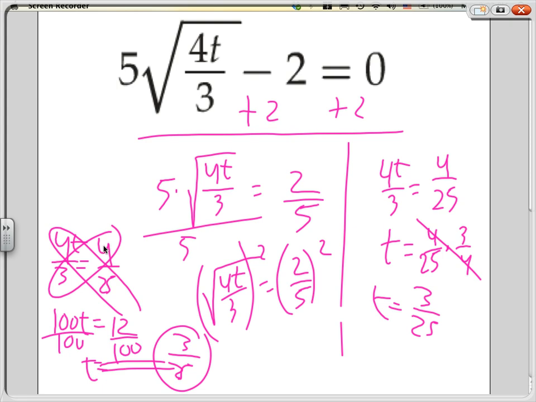Sure, whichever way is fine. But there it is. It's 100t equal to 12, and divide by 100 on both sides. Okay. Question on this? We're good? Okay. All right.